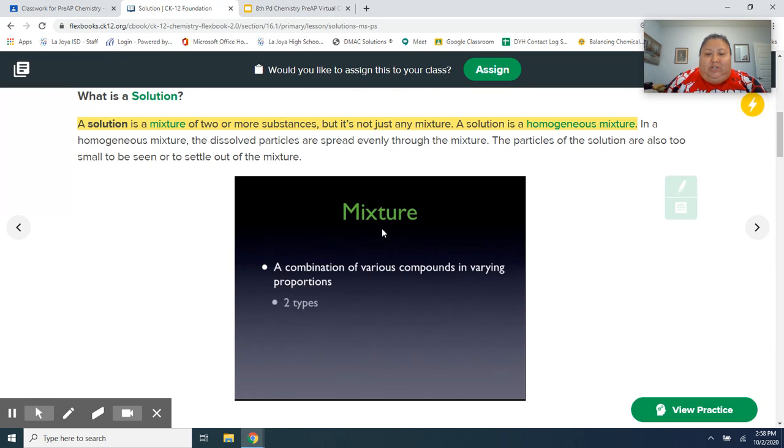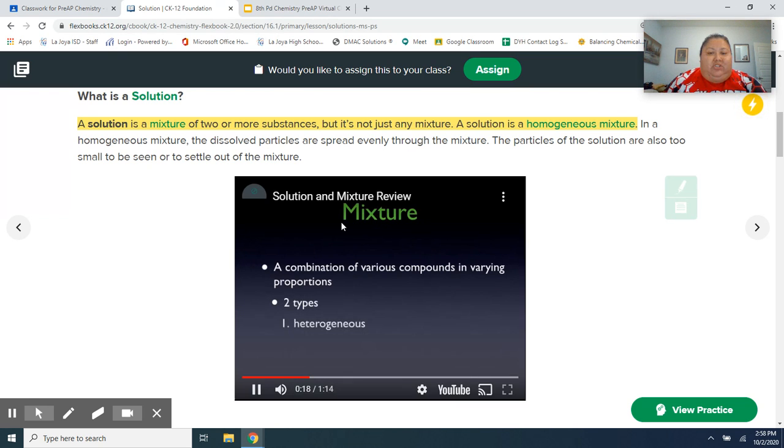Next, we have a mixture. We've been talking mixtures all week long, so I'm going to go through this one really quick. A mixture is a combination of various compounds in varying proportions. There are two types of mixtures. You have a heterogeneous mixture that will have multiple phases, multiple parts that are unevenly distributed. And then you'll have a homogeneous mixture, where there is one phase because the parts have been evenly spread out.